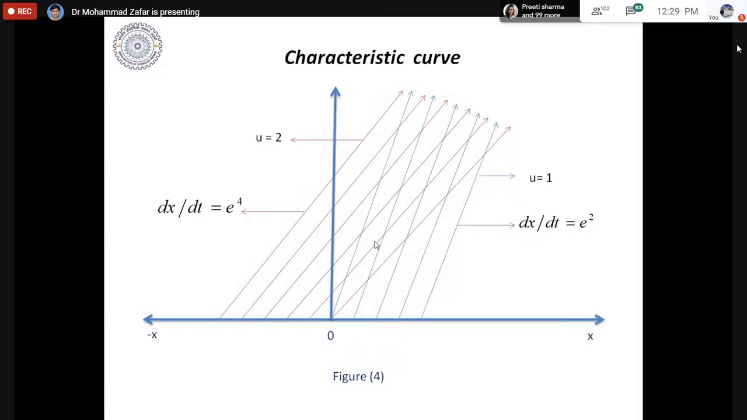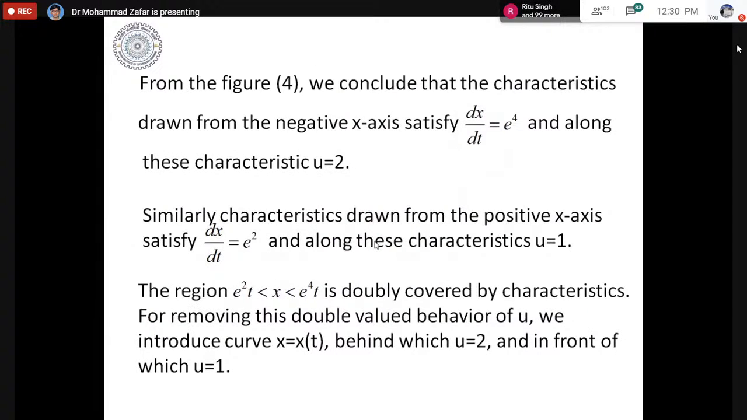You see, in this figure 4 we have a multi-valued region. When these characteristics are intersecting each other, we have two values of u at each point, u is 1 and u is 2. So there is multi-valuedness in u. We have to remove this multi-valuedness by introducing a shock curve into the solution.